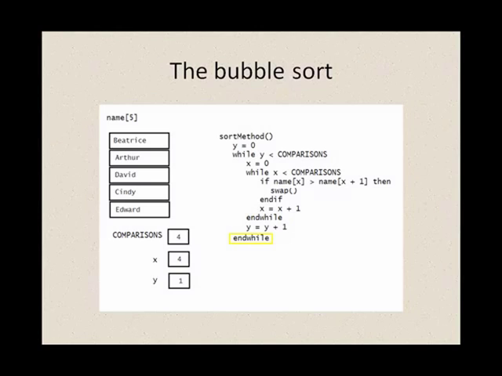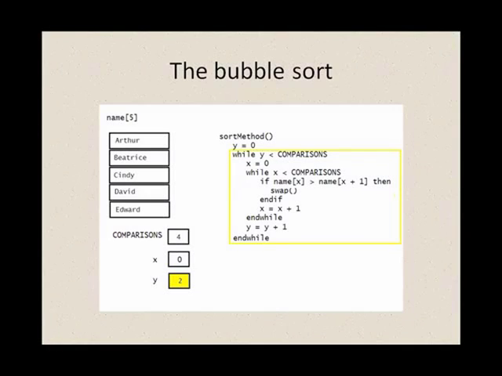At the end of this outer while loop, we compare y to comparisons. Y is only 1, so we reset x to 0 so we can start at the top of the list making pair comparisons again. Now we compare Beatrice and Arthur. They're out of order, so we swap them. Then we compare Beatrice and David. They're in order, so we leave them alone. We compare David and Cindy. They're out of order, so we swap them. And we compare David and Edward. They're in order, so we leave them alone.